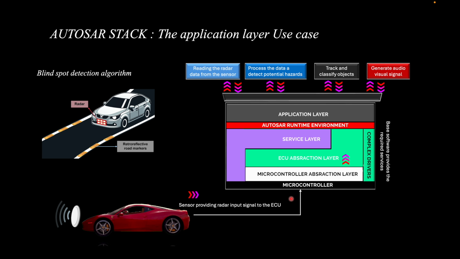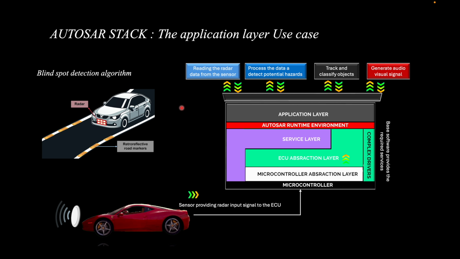Once the ECU receives this, it will go to the microcontroller. The microcontroller service will go through the microcontroller abstraction layer to the ECU abstraction layer. And from the ECU abstraction layer, the port which is responsible for reading the data from the sensor is assigned in the RTE layer, and the signal goes to the application layer to the first software component, that is the reading of the radar data from the sensor.